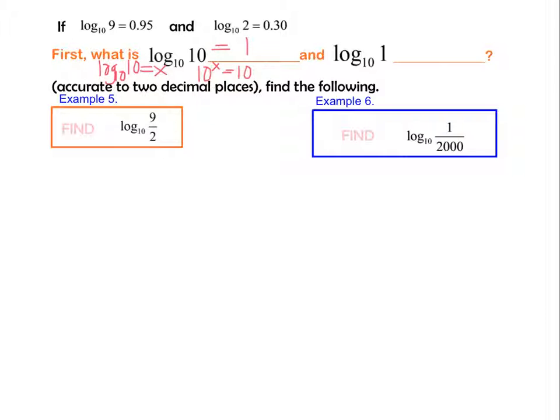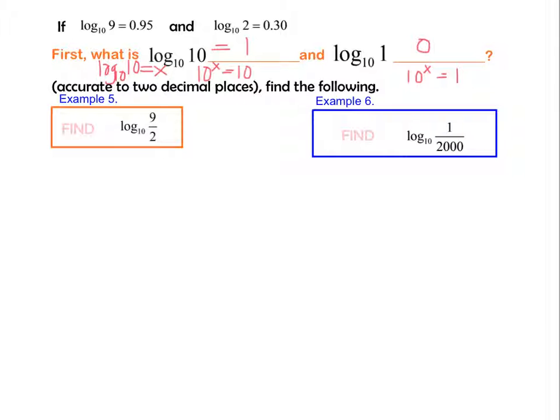So whenever the base here and this number match, you're always going to get 1, because anything to the first power is going to equal itself. Similarly, if we do that over here, this is going to be 10 to the x equals 1. Well, the only number that makes sense there is 0. Anything to the 0 power is 1. So those are two definitions that we'll use as well, in addition to the two that the book is going to give us for these examples.